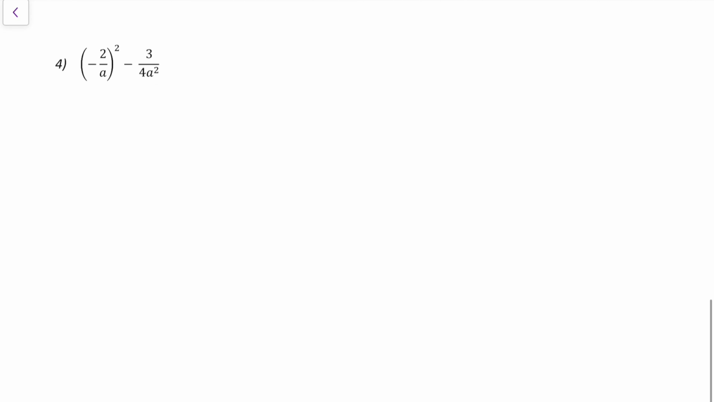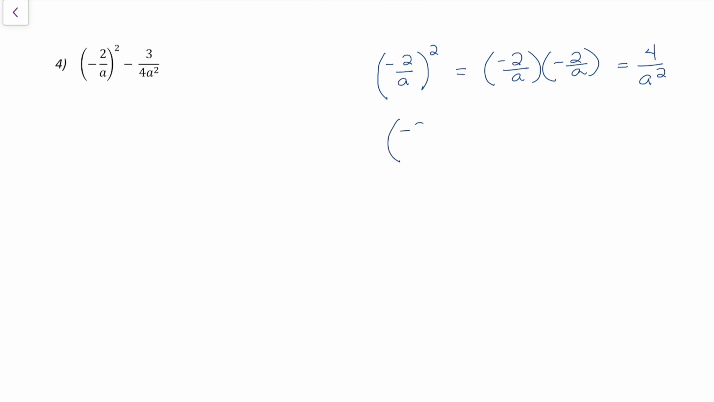Okay, one more here. Again, I have my brackets, and with an exponent, I'm going to do that first. Again, this is like saying minus 2 over a times negative 2 over a, which is 4 over a squared. Or again, you can take this minus 2 and square it over a squared. Now that negative is going to be attached to that 2. And so a negative times a negative is a positive over a squared. So just be really careful with that negative there.